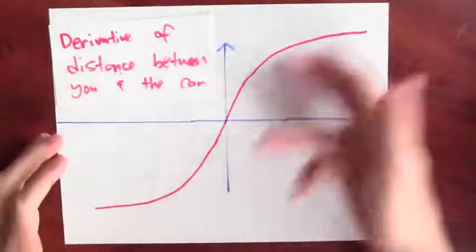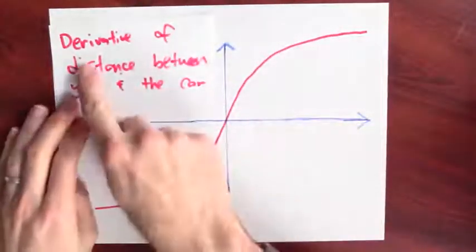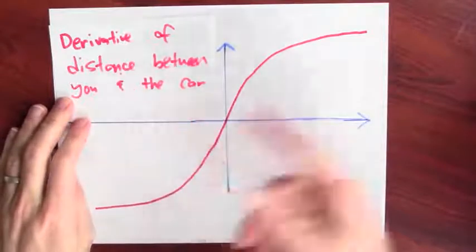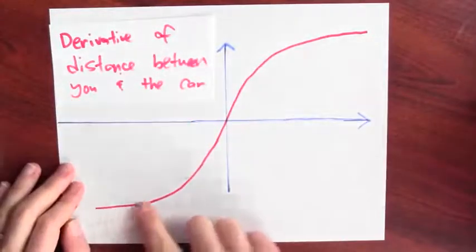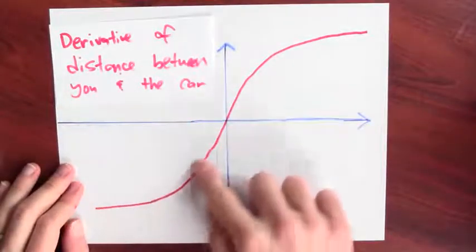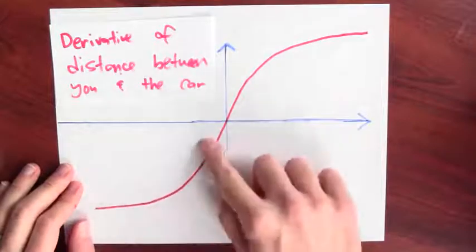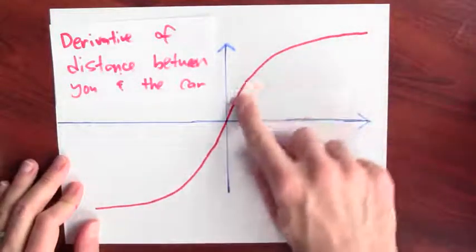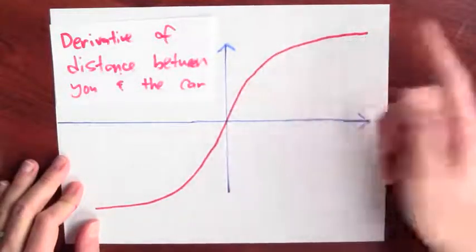Let's take a look at this with a graph. So here's a graph of that function. Remember, that function is the derivative of the distance between you and the car. So it's negative over here because the car's distance to you is going down, and it's positive over here because the car's distance to you is increasing. You can look at it here as a little tiny model.